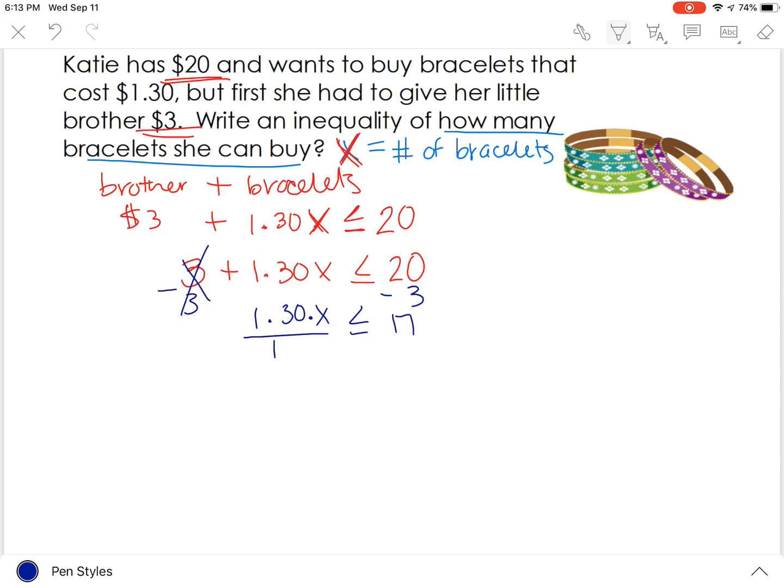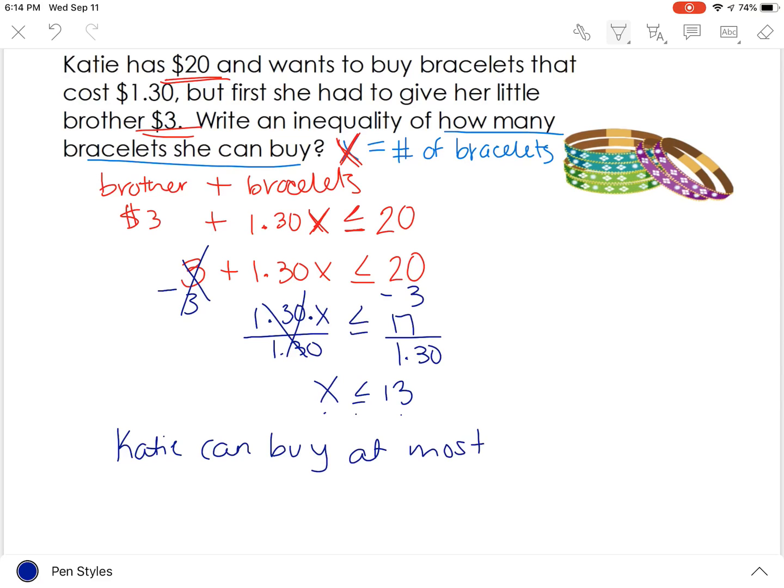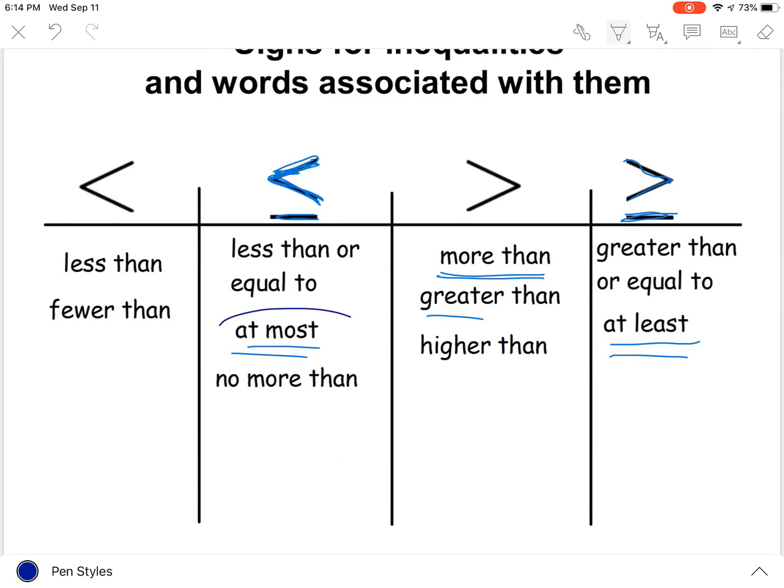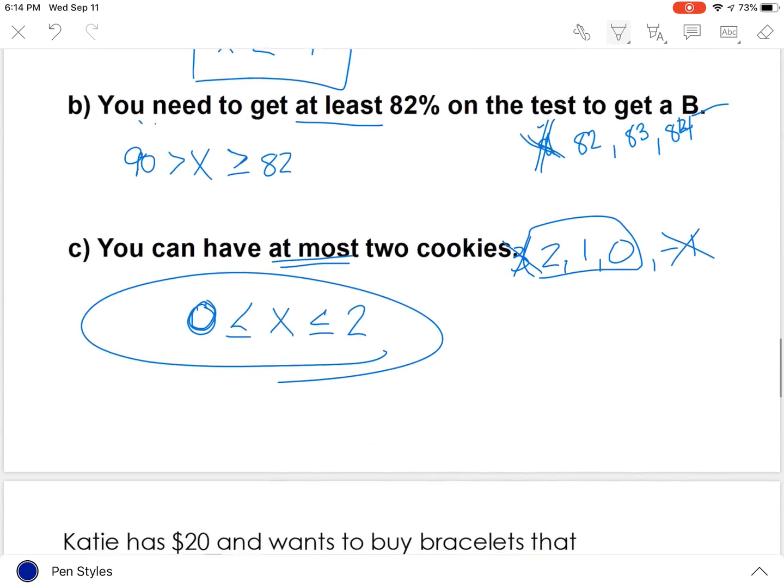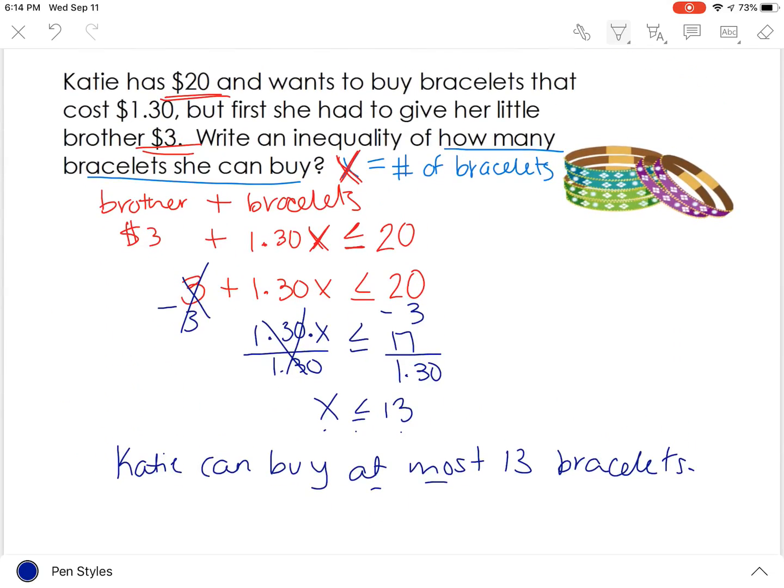Well, we're multiplying here, so we're going to divide to isolate x. So x is going to be less than or equal to 17 divided by 1.30, which is 13. So the number of bracelets x needs to be less than or equal to 13. So at most, Katie can buy at most 13 bracelets. And notice how I'm using that vocabulary, "at most," that we looked at at the beginning of the lesson. Okay, so Katie can buy at most 13 bracelets.